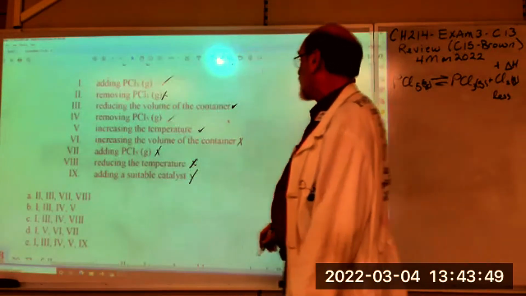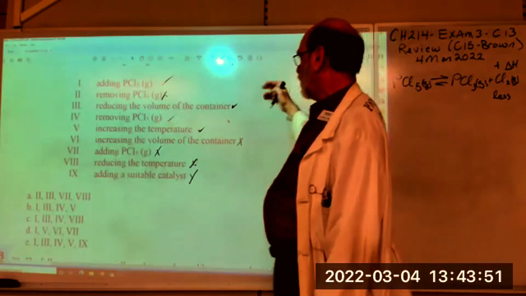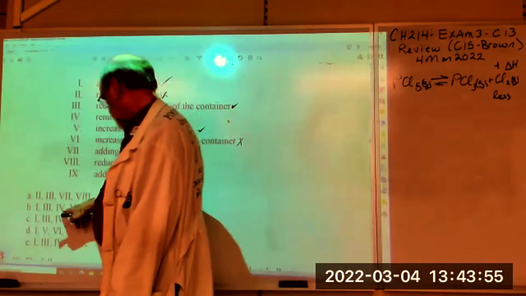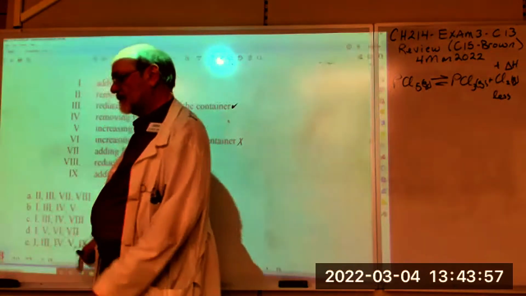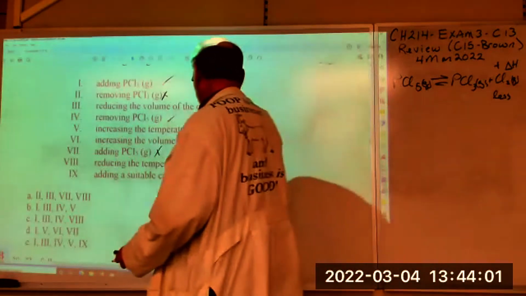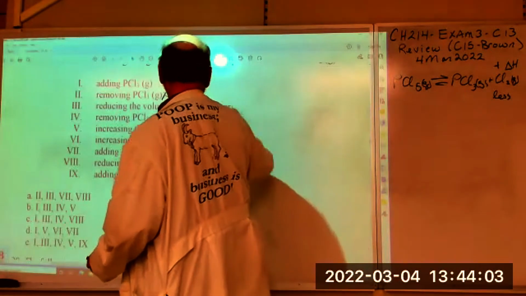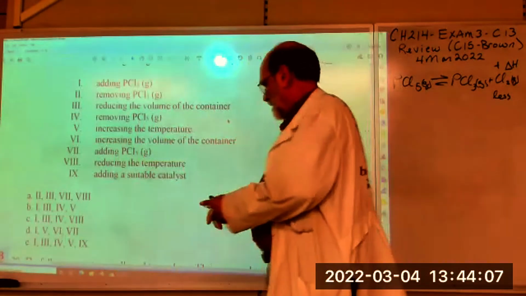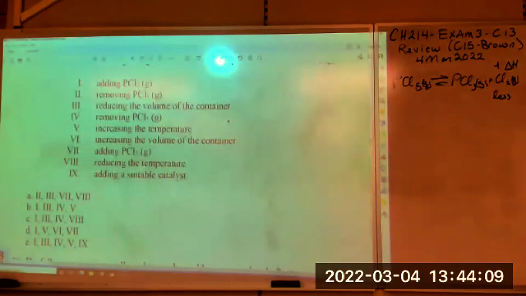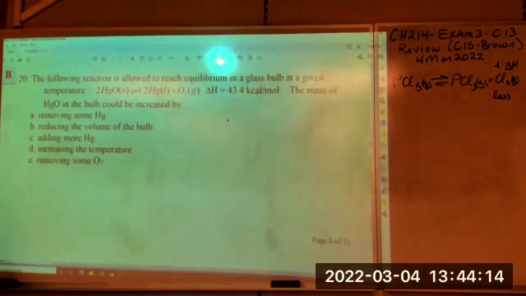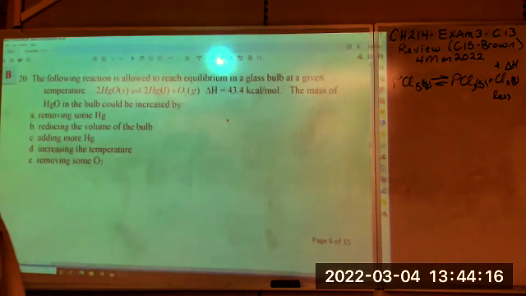Okay, so it's Roman numeral 1, 3, 4, and 5. Here we go. B. Let's see, I better scroll out. We do. 18, 19, 20 is all big.